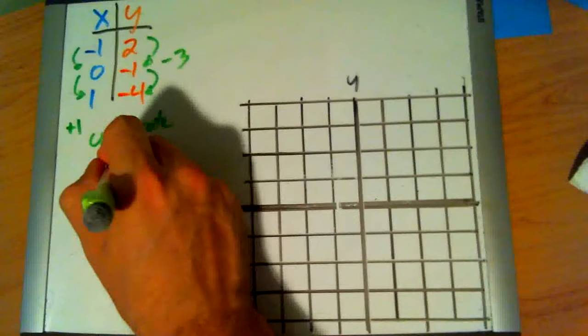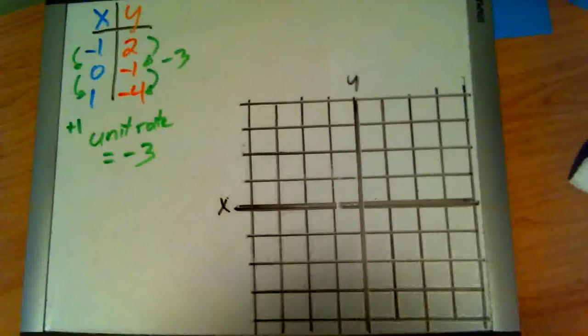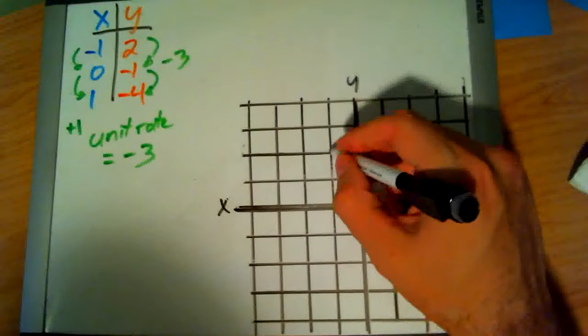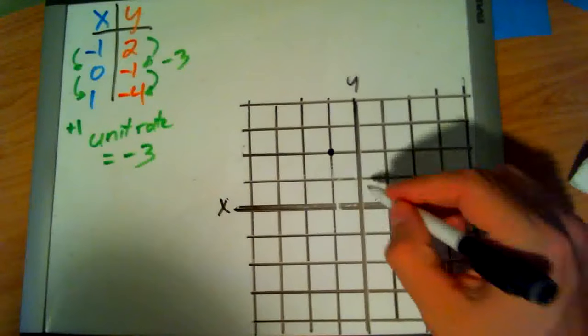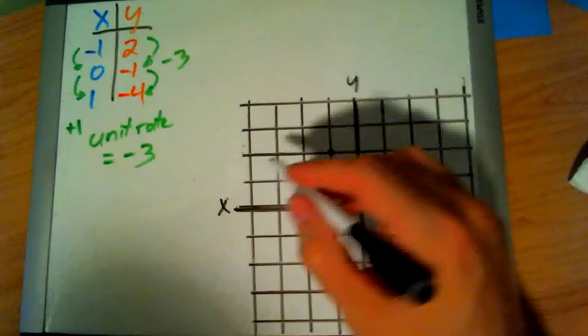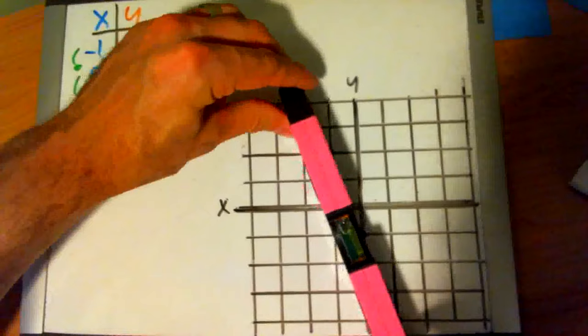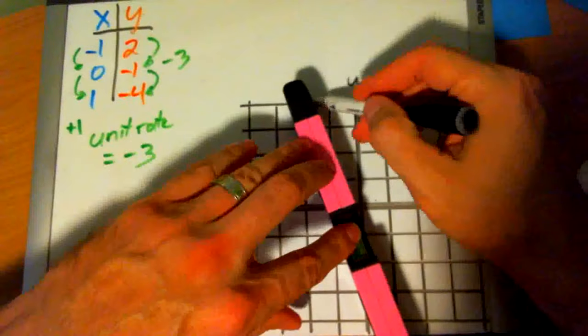Now, is that right? Well, let's find out. Let's start by graphing these points. So let's take (-1, 2), (0, -1), and (1, -4). So we've got a couple points. Let's graph the line that these create.